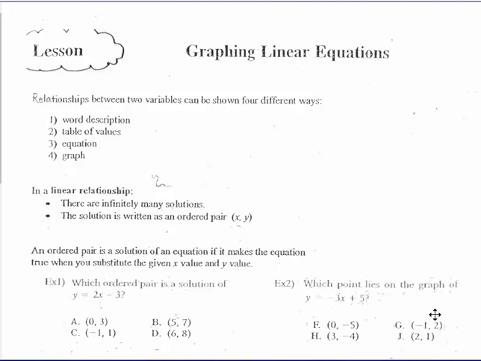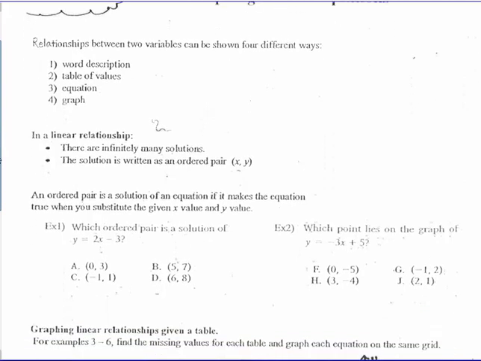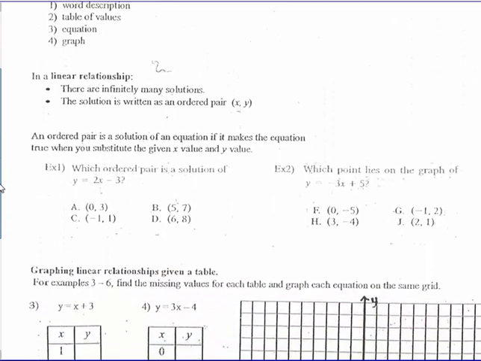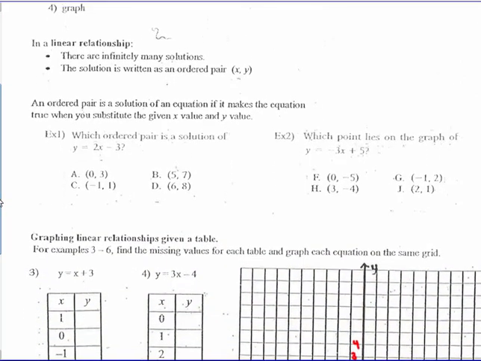The table of values, where you're getting an x and a y and getting ordered pairs. What is the relationship of y divided by x equaling k? Proportional. Equations, y equals kx, or y equals mx plus b, and on the graph. So we're going to be graphing these relationships. We did this a little bit last year. We're going to extend and add on to that.